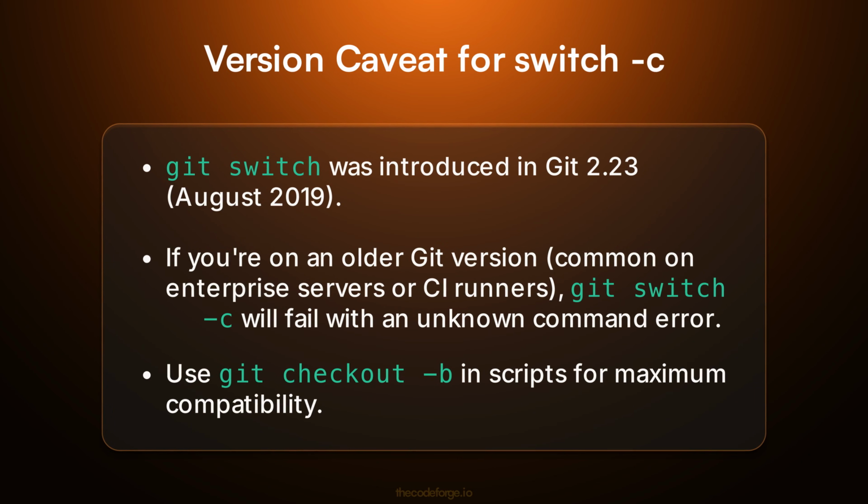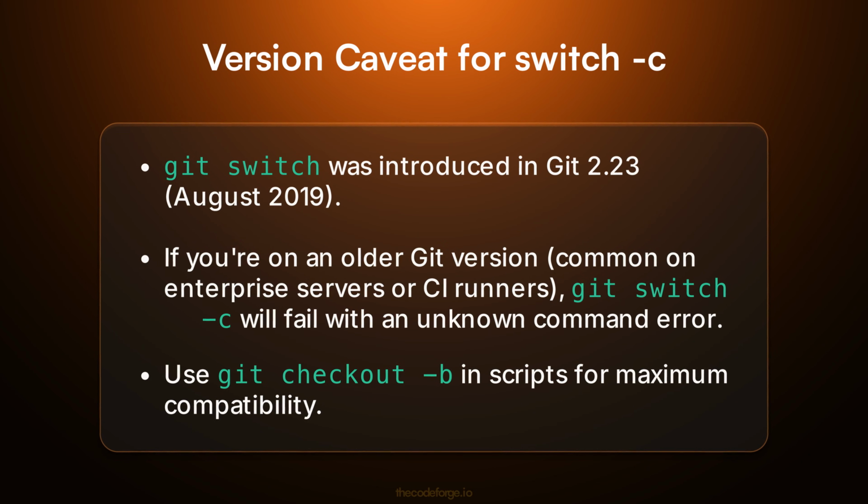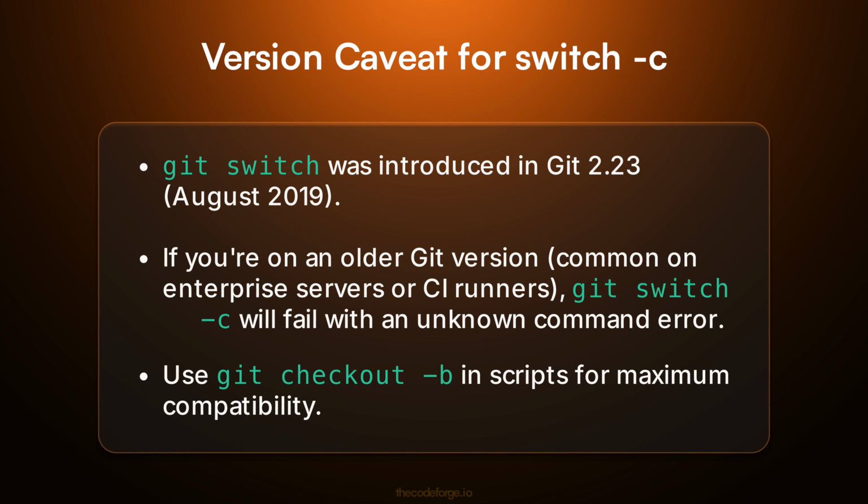Git switch was introduced in Git 2.23, August 2019. If you're on an older Git version, common on enterprise servers or CI runners, git switch -c will fail with an unknown command error. Use git checkout -b in scripts for maximum compatibility.